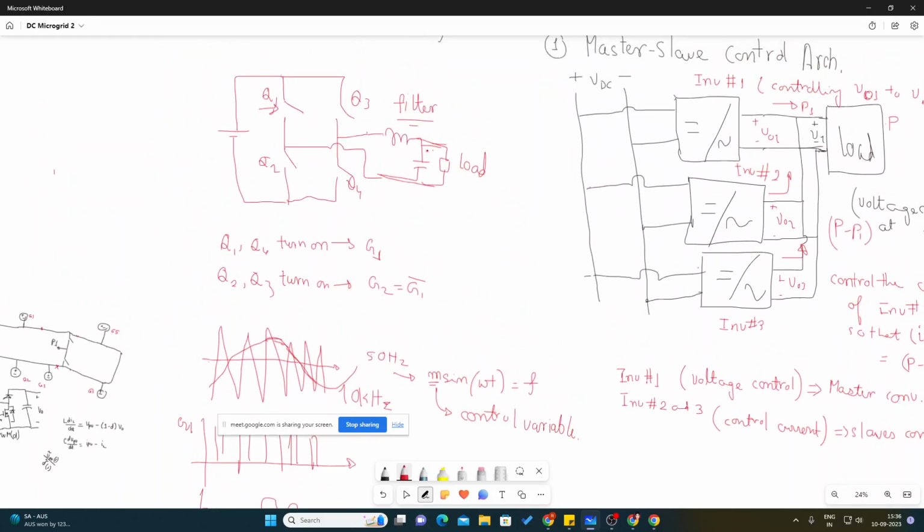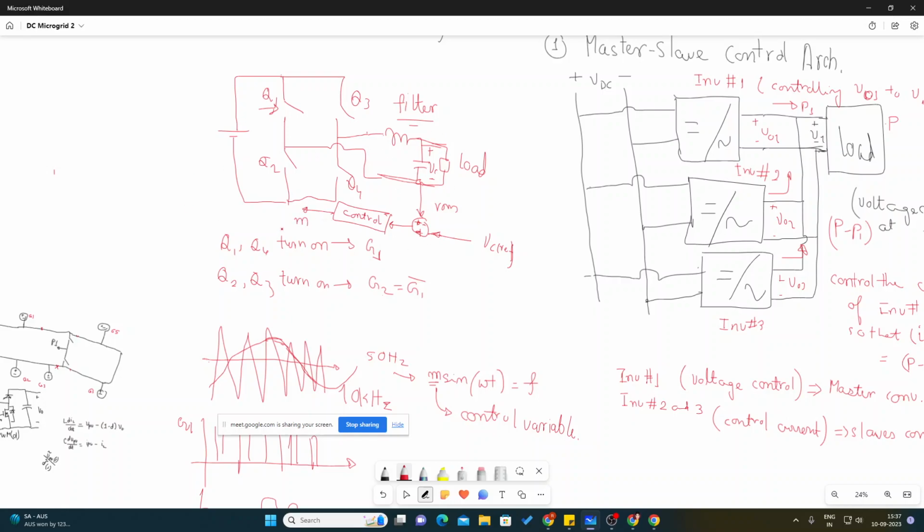Now if we control this capacitor voltage of the filter, so let's take this capacitor voltage RMS, and after sensing this voltage, let's compare it, minus, and this will be plus, with a VC reference, and then after passing through a controller, we will get M.